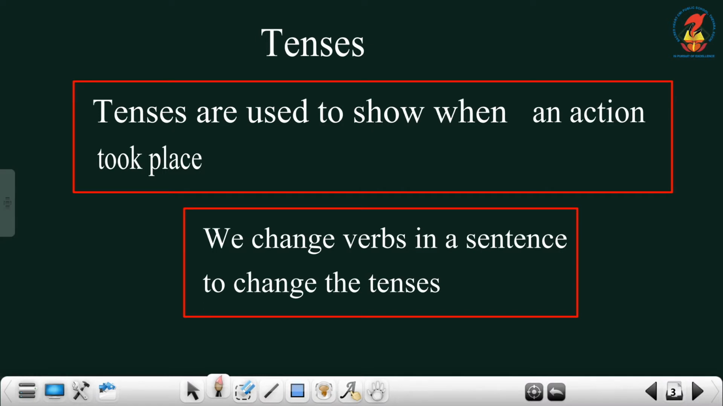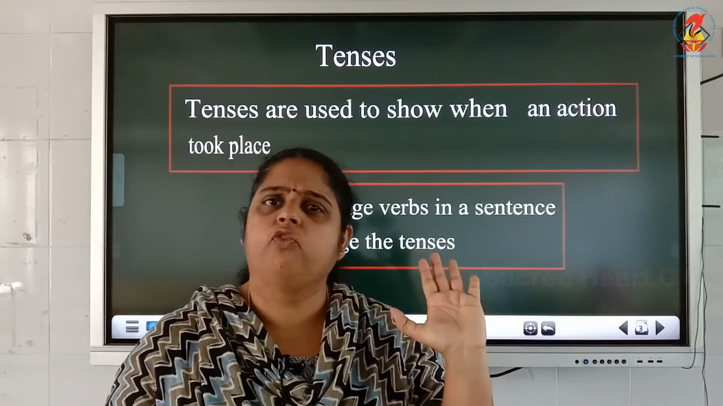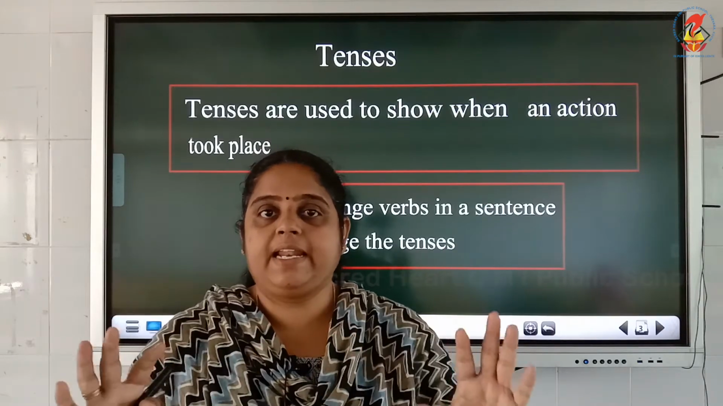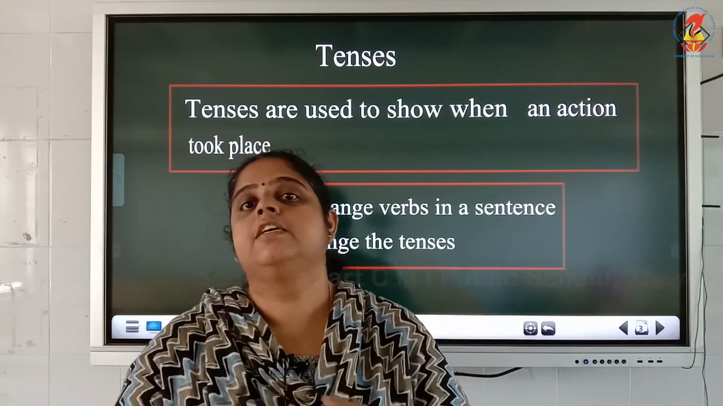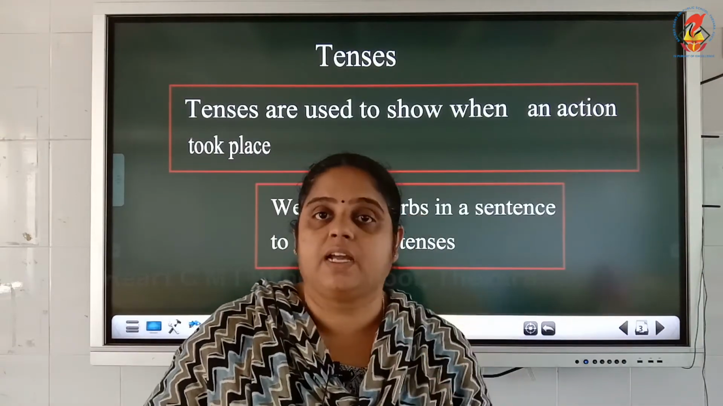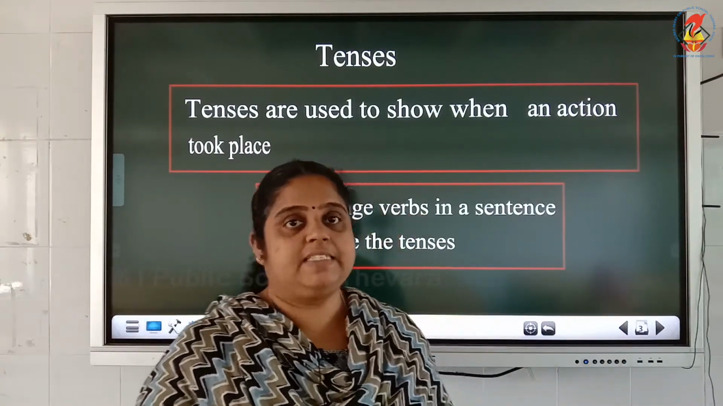See, tenses are used to show when an action took place. Did that action happen now, is it happening now, or is the action over, or is the action going to come? So in a sentence, we use the tenses to show when that action was done. Okay, so that is tenses.